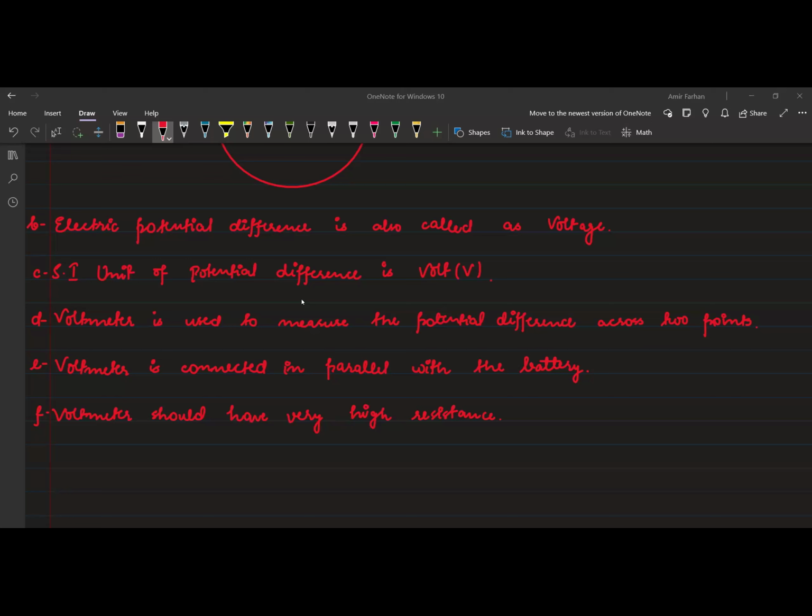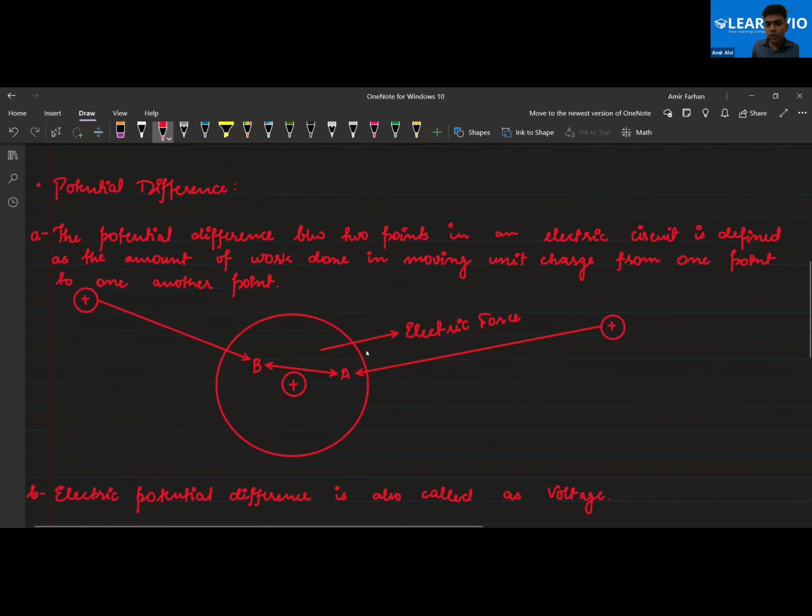But until then, just understand this thing: the voltmeter should have very high resistance. We'll get to know why it has such high resistance in the coming portion, because if I explain it now, the topic will get sidetracked, so there is no use explaining it right now.